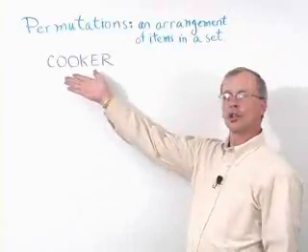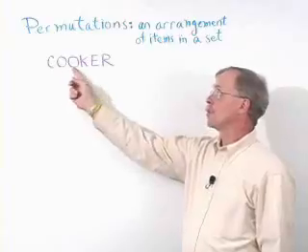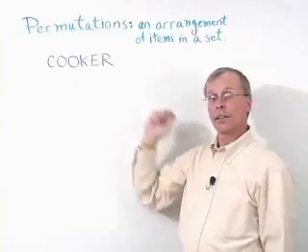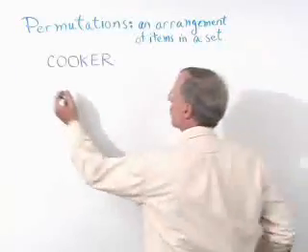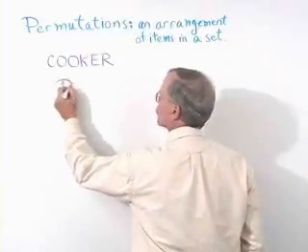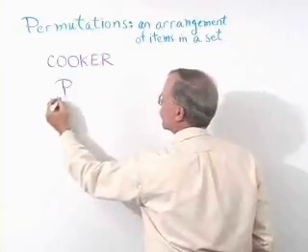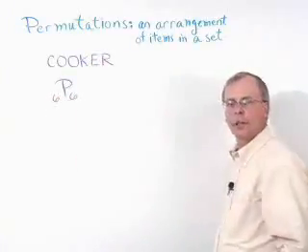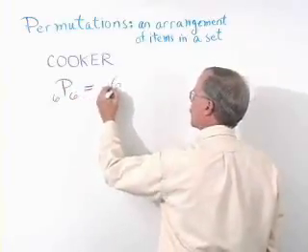Here's the word cooker. How many different arrangements of the 6 letters can we find that are different? Well, we could start out saying this is the permutation of 6 letters taken 6 at a time if we need to use all the letters. And that, of course, would end up being 6 factorial.